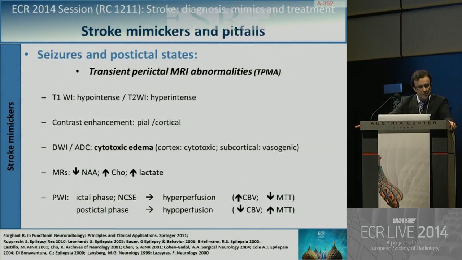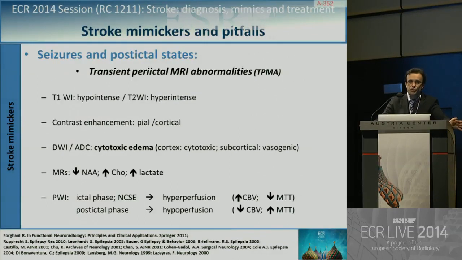So these lesions are generally hypointense on T1, hyperintense on T2. They may have cortical enhancement or pial enhancement. You will have cytotoxic edema. And a pitfall would be that if you have cortical cytotoxic edema with subcortical vasogenic edema, think of postictal abnormalities. Spectroscopy will also give you a lactate peak and a decreased NAA.